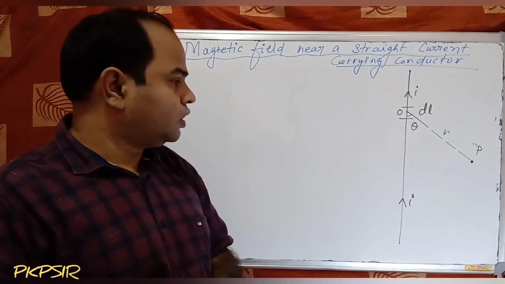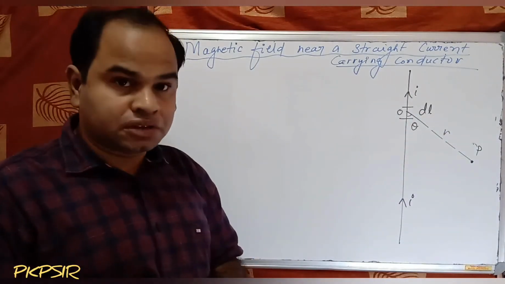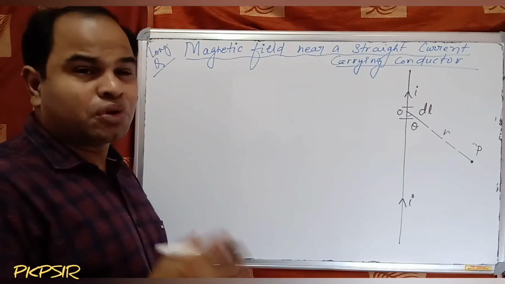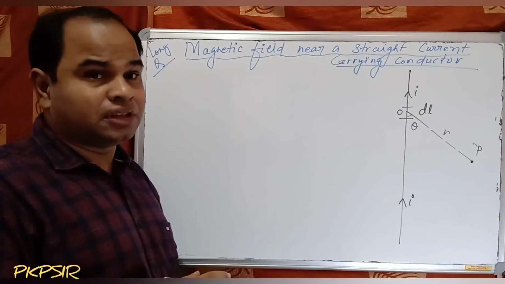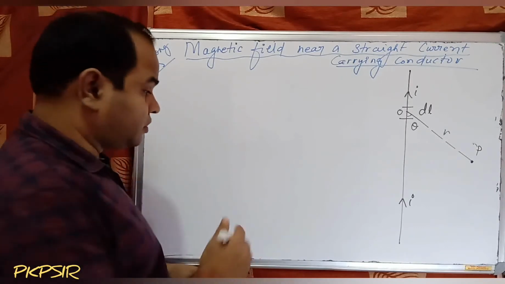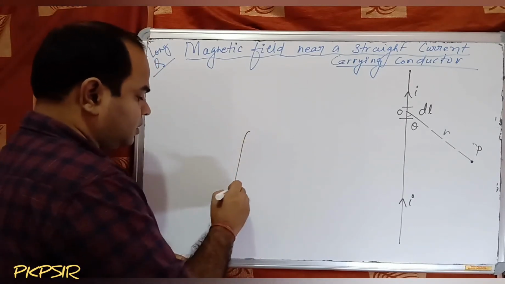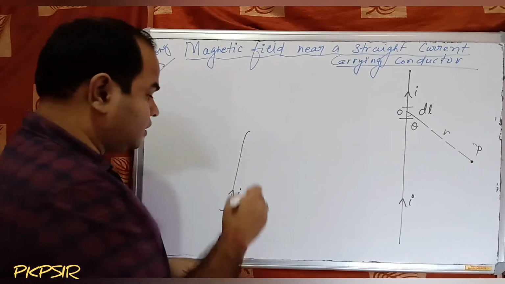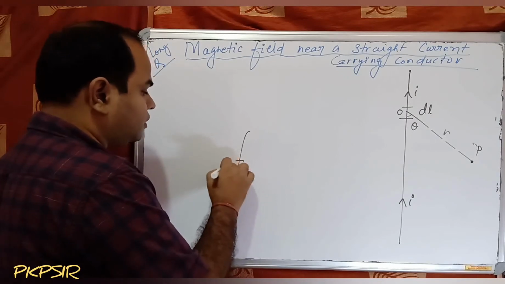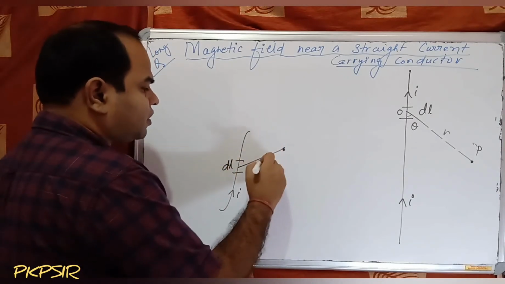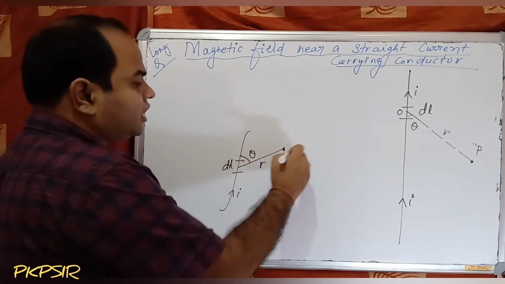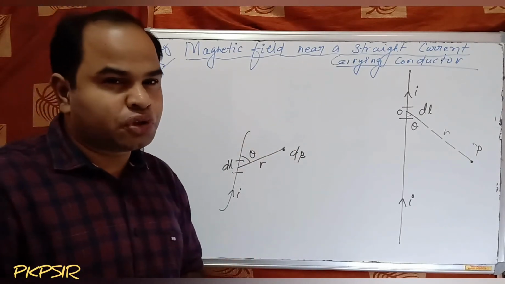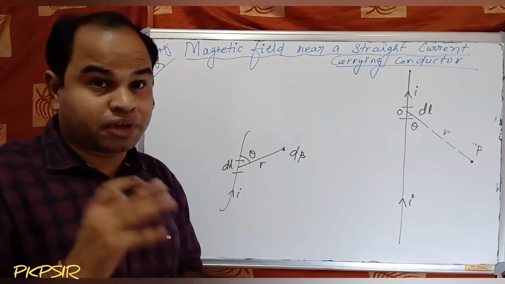So we know that a current element produces a small magnetic field from Biot-Savart's law. If current I flows in a current carrying conductor, and we take a small length dl at r distance from it, it produces a small magnetic field dB, and that is equal to mu naught by 4 pi I dl sin theta by r square from Biot-Savart's law.